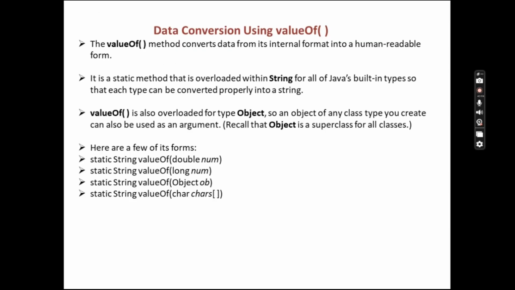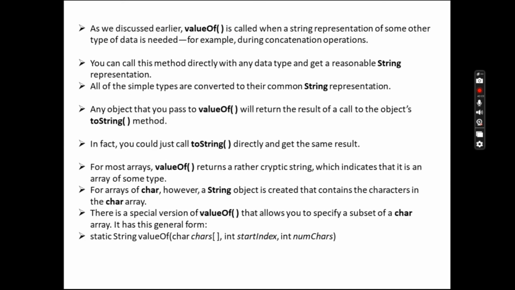Data conversion using valueOf. The valueOf method can convert a particular double, long, object, and characters to a string representation. It is a static method that is overloaded for all of Java's built-in types so that each type can be converted properly to a string.